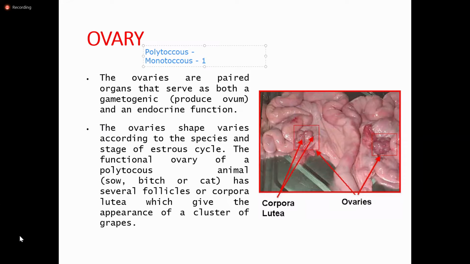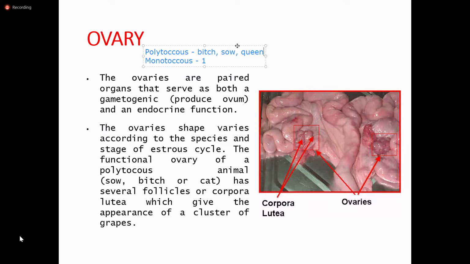So, in comparison to the polytocus animal, like we have the bitch, we have also the sow, we have also the queen. So, ito yung mga litter-bearing animals. Ibig sabihin, more than one yung kanilang inaanak. So, expected that for those polytocus animal, ang shape ng kanilang mga ovary ay kadalasan almond shape.